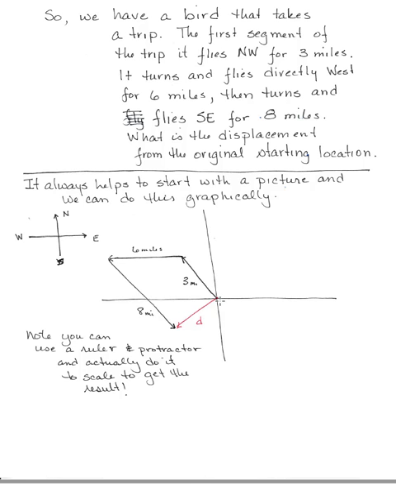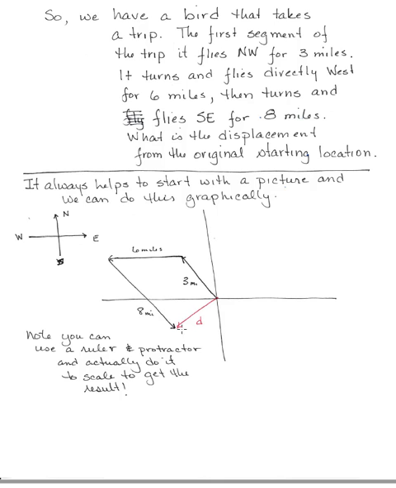But so it said I traveled northwest for 3 miles. Now I didn't do this one to scale, so I just kind of sketched it out. So I'm following along here. And so I went 3 miles to the northwest, then it went 6 miles directly west, and then it went to the southeast for 8 miles.